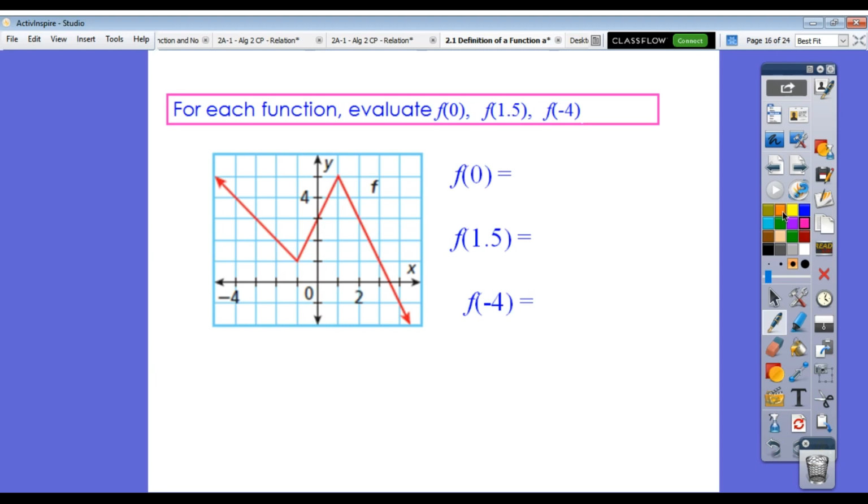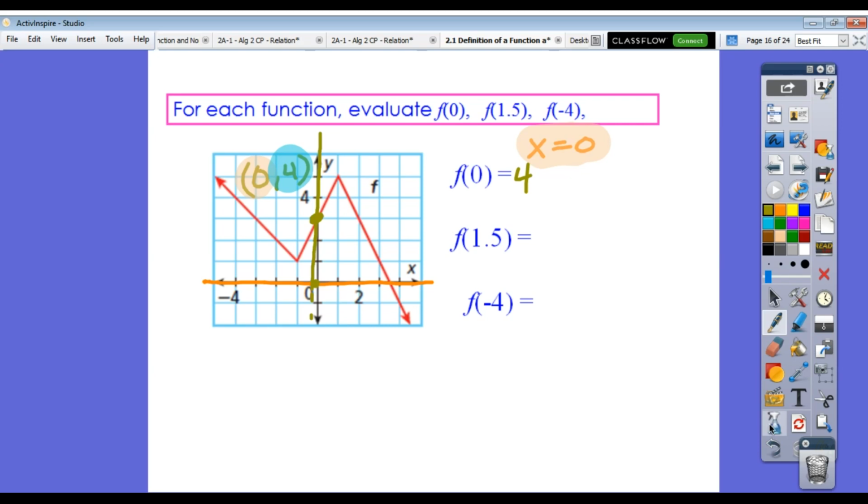For each function, evaluate f(0). You're given here a graph, okay? You're not given a function. You're being asked to find f(0). So the meaning of this is x is equal to 0. This is the x-axis. Where's the 0 on the x-axis? Right here in the middle, right? And the graph crosses somewhere over here. What is that point over here? That is (0, 4). So that means when x is 0, the value of y, or f(0), is 4. So the answer here is 4.